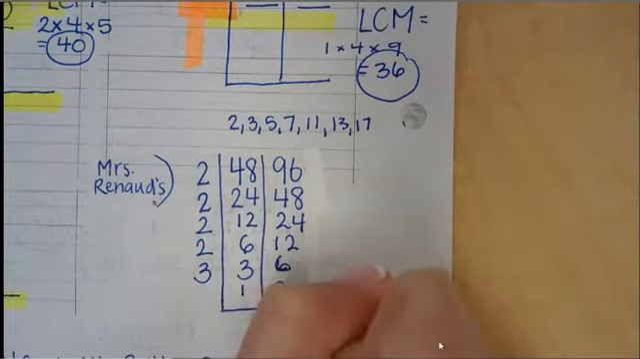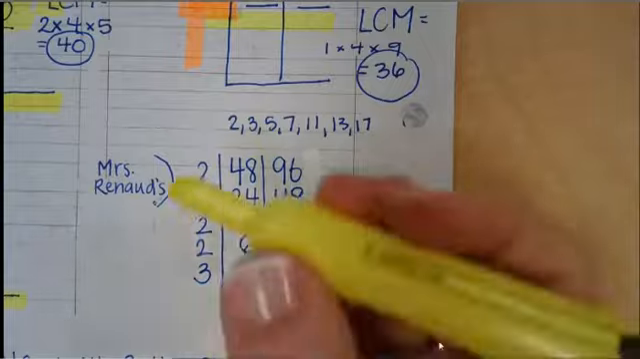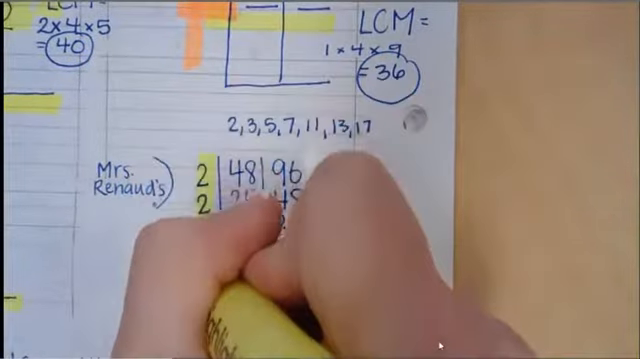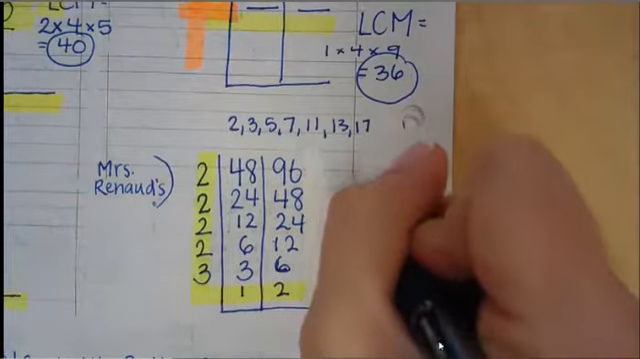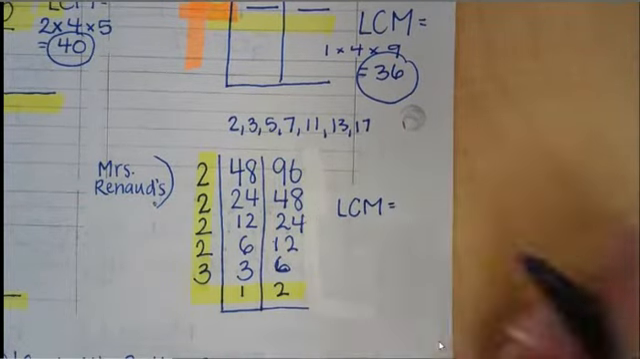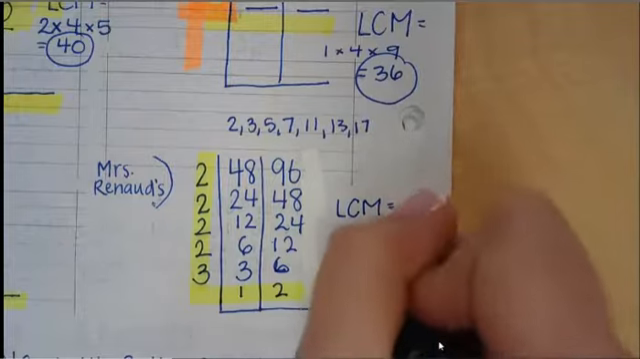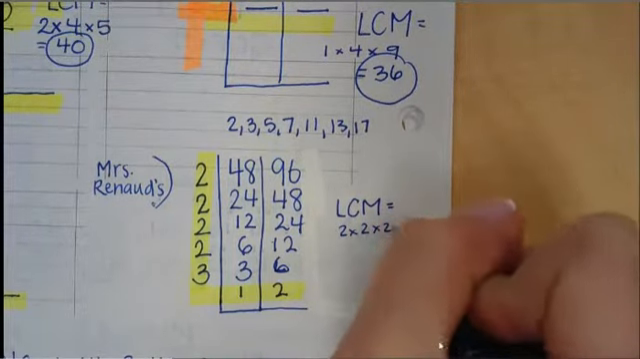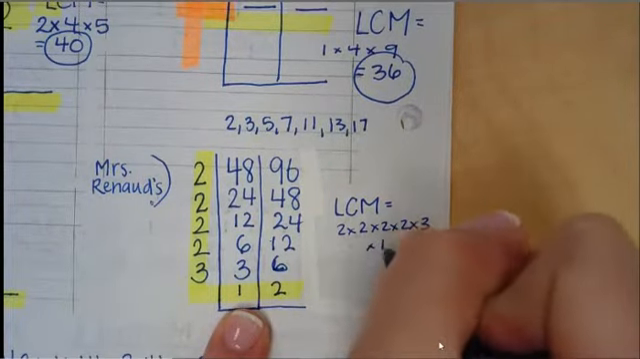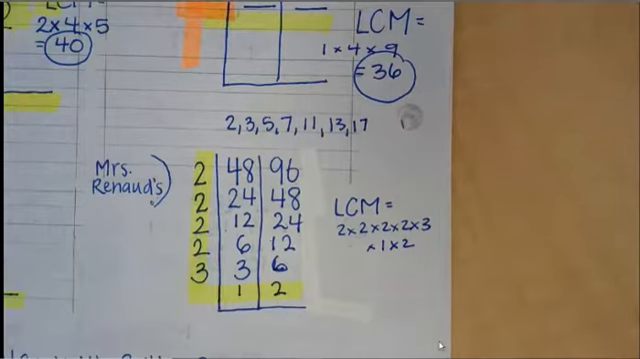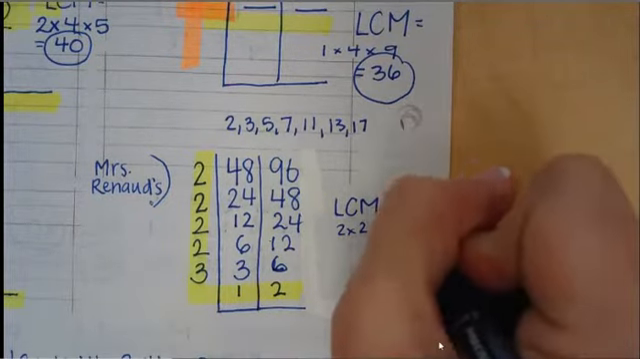So to find the least common multiple, remember you're multiplying to make the L. So the least common multiple would be 2 times 2 times 2 times 2 times 3 times the 1 times the 2. If you do that on your calculator, you should get 96.